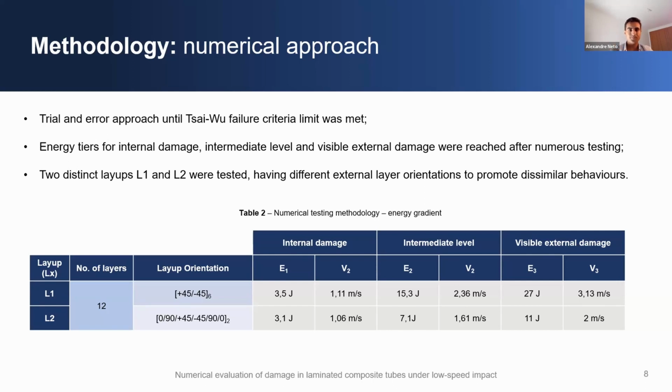We can see in table 2 that two different layups were tested, L1 and L2, having very distinct orientations to examine potential differences. And we can see each energy value that created the damage mentioned in every tier for each layup. We can clearly see by looking at table 2 now that L1, the layup 1, was able to sustain higher energy values throughout the tests. And this is what we'll be exploring and analyzing next.